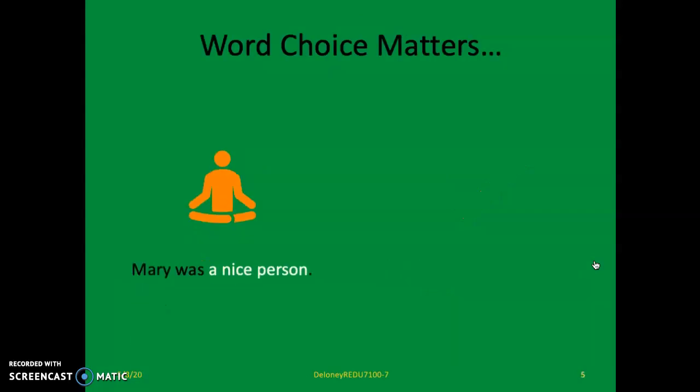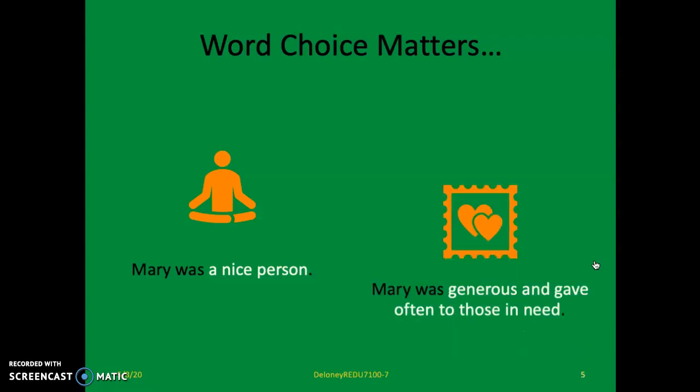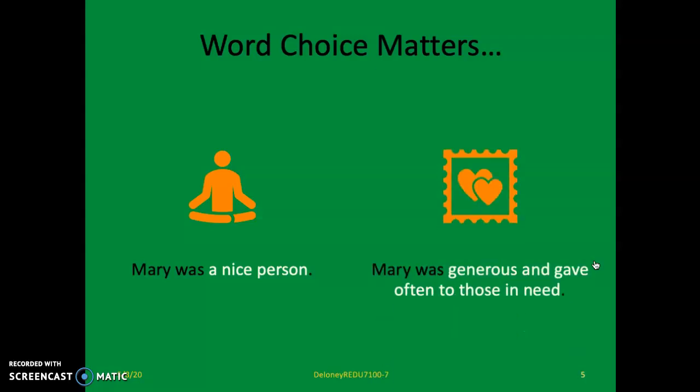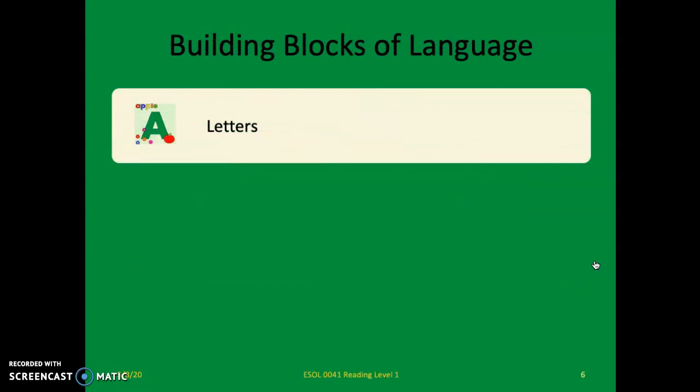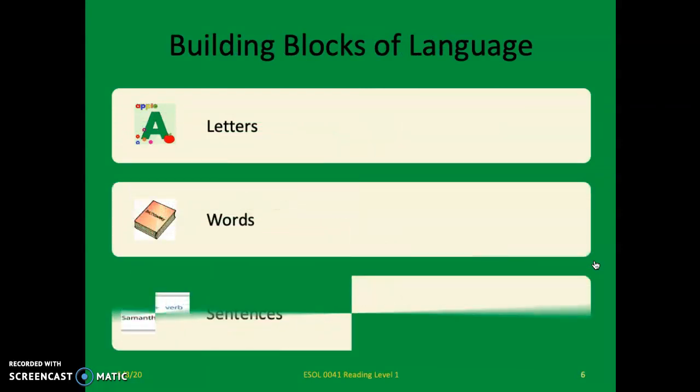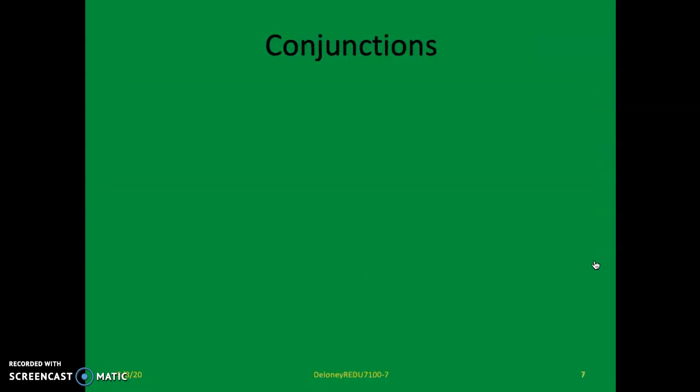All right. So here's an example of why word choice matters. Saying that someone was nice versus someone was generous and gave to those in need is a very big difference. So you want to be very clear and very intentional about the words that you use when you are choosing words in your writing. When we think about the building blocks of language, we know that we have letters, we have words, and then those become sentences, okay?